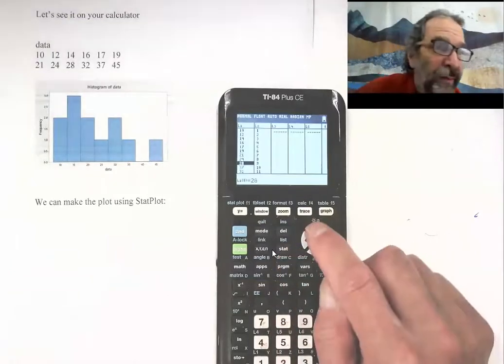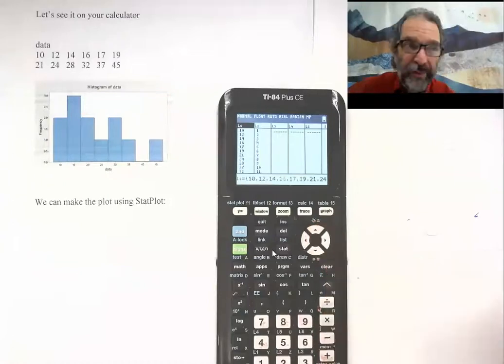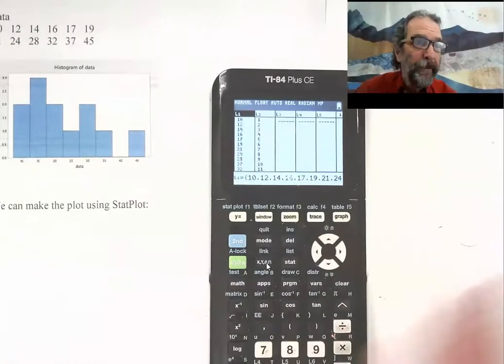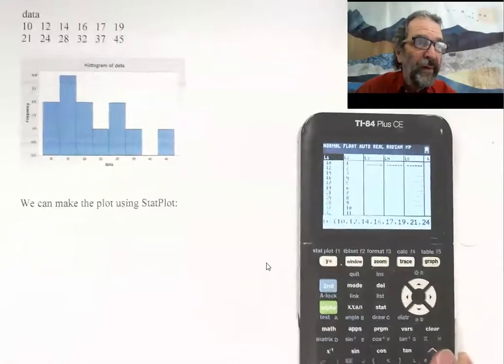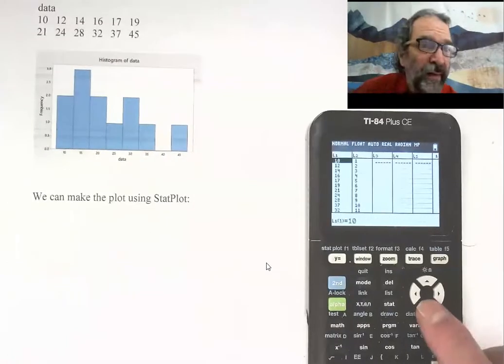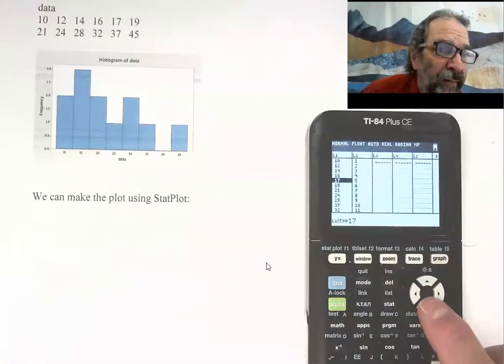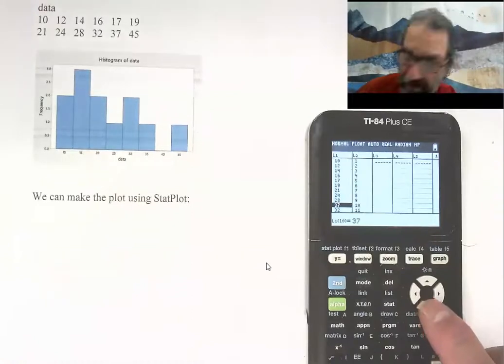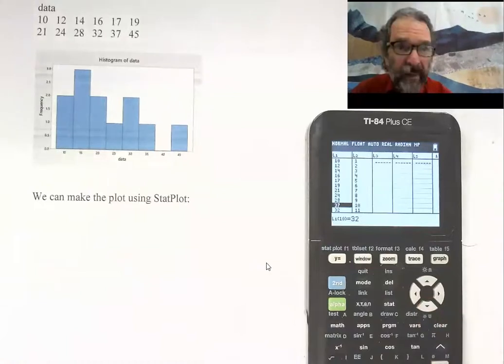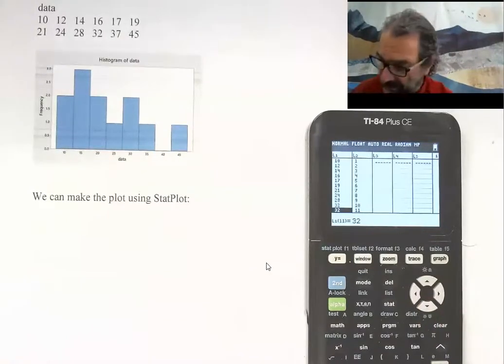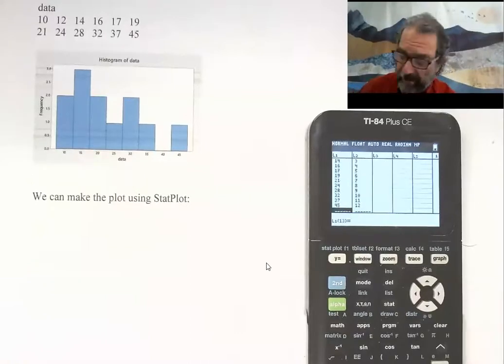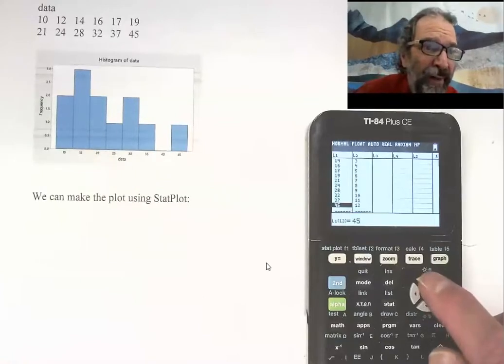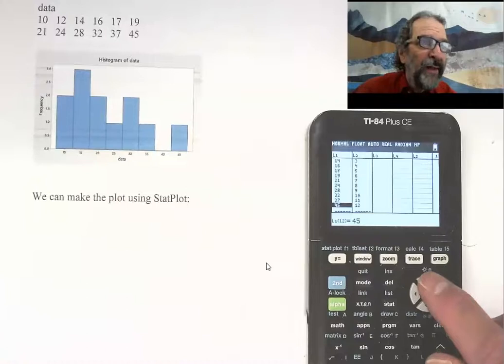So over here in list 1, maybe I'll zoom in a tiny bit. Okay, over in list 1, I have the values 1, 12, 14, 16, 17, 19, 21, 24, 28, 32, 37, 1.5 like that. Okay, but having trouble getting everything in order. I set this up, but I made a typo there.